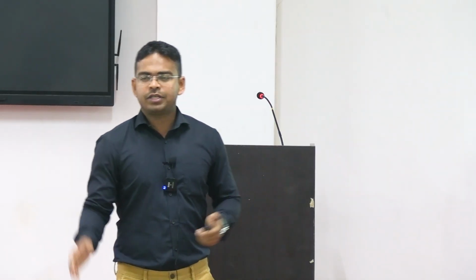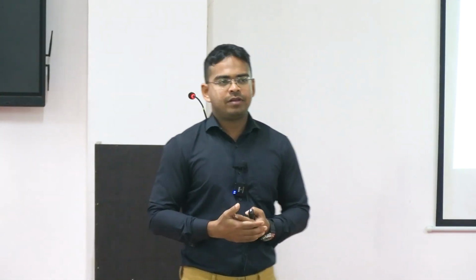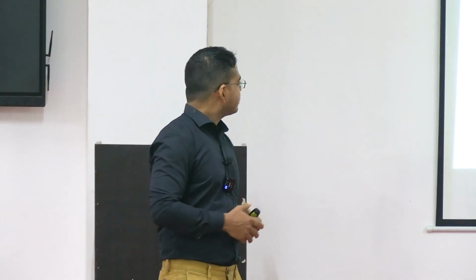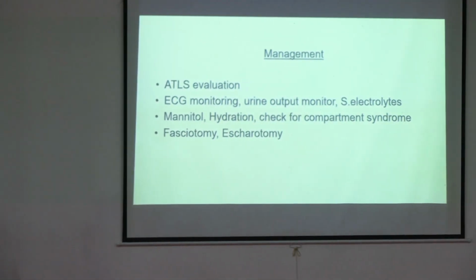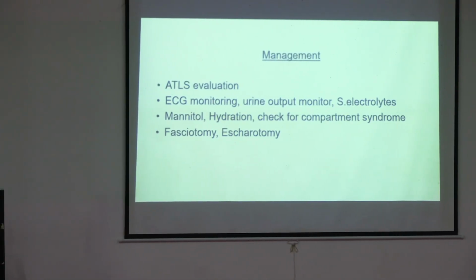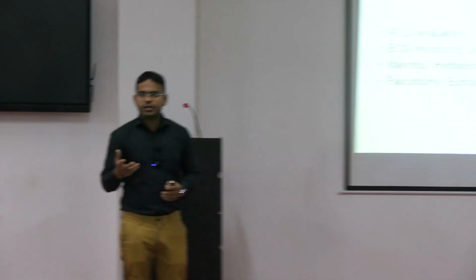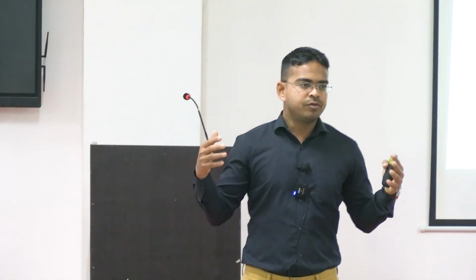So management is same. ATLS will do ECG to check for the electrical rhythm. Then we will do serum electrolytes to check for the potassium. What is the level? Then mannitol will be given. Mannitol is basically your diuretic. It will flush out the excess myoglobin from your body, so that it prevents your kidney injury. Since you are giving mannitol, it will cause diuresis. There will be dehydration in the body, so you have to give the patient fluids also.